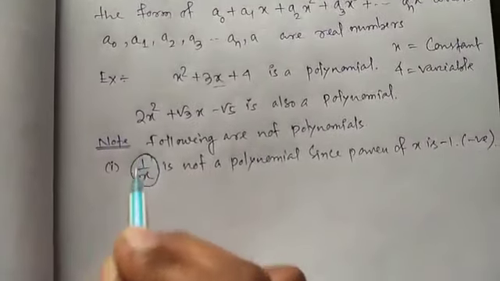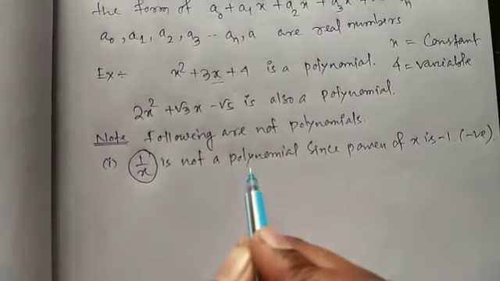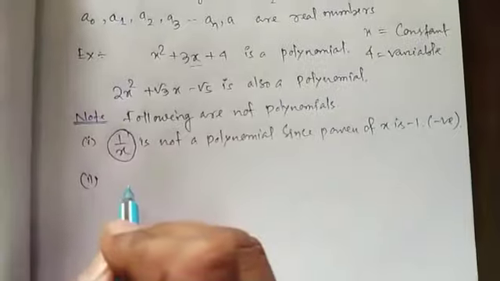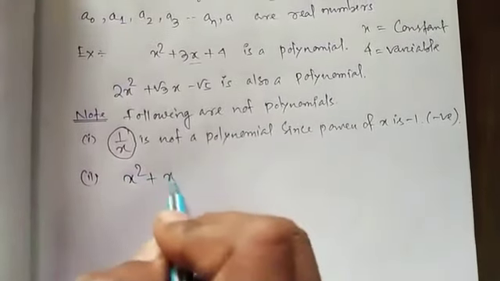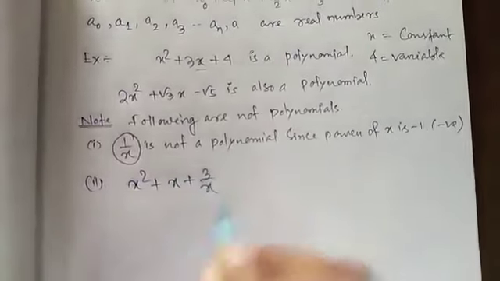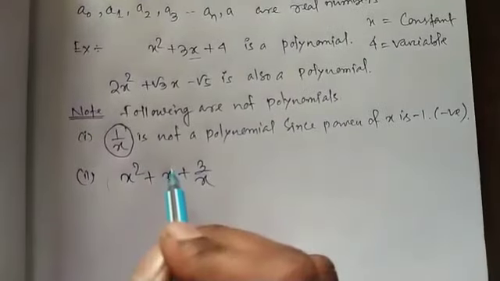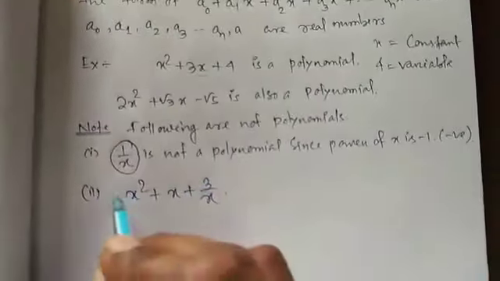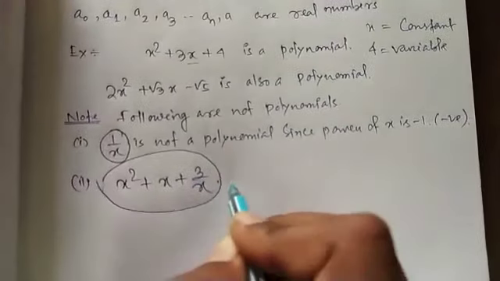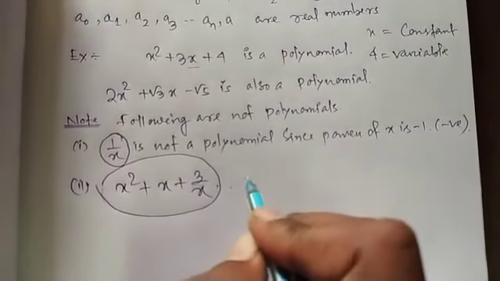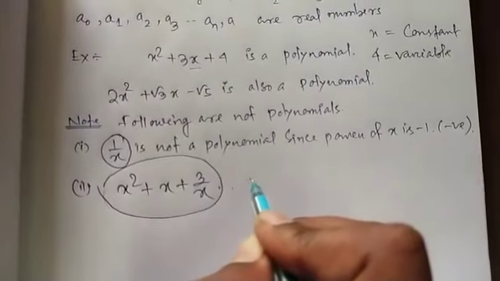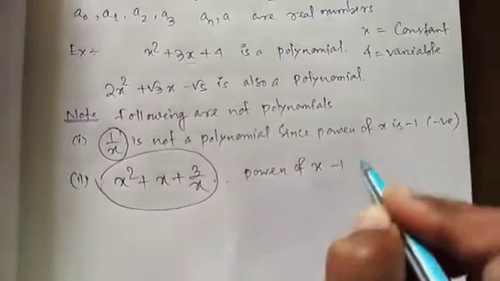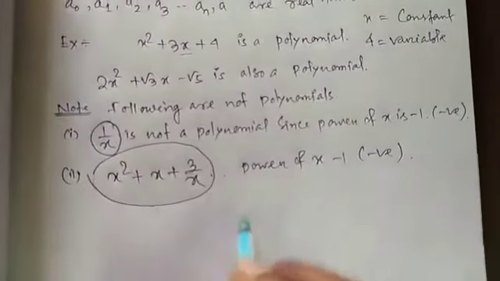Suppose 1 by x, it is not a polynomial since the power of x is negative or minus 1. Or we can take another example, x square plus x plus 3 by x. Is it a polynomial or not? No, it is not a polynomial because the power of x is minus 1, that is negative.